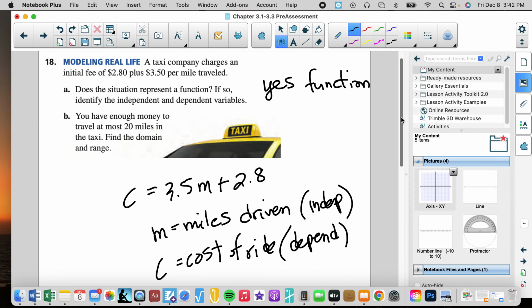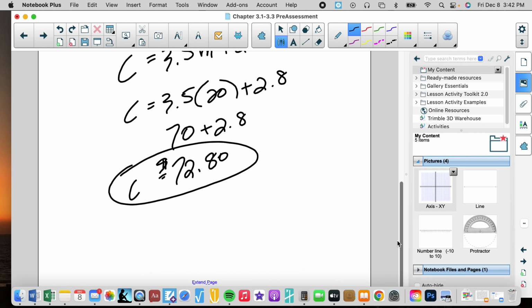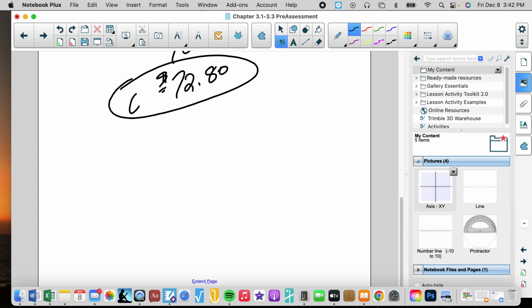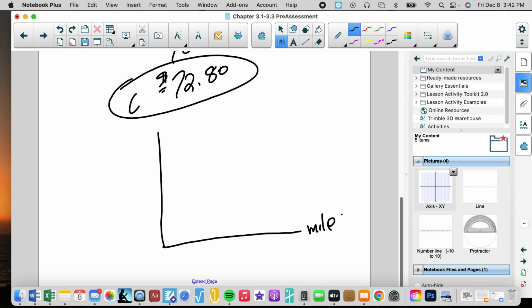So you have enough money to travel at most 20 miles in the taxi. Find the domain and range. Okay, so the domain and range, all right, well, let's go like this. This is hard. So my x-axis is going to be miles, and I know my max miles is going to be 20. And then my y-axis is going to be cost in dollars.